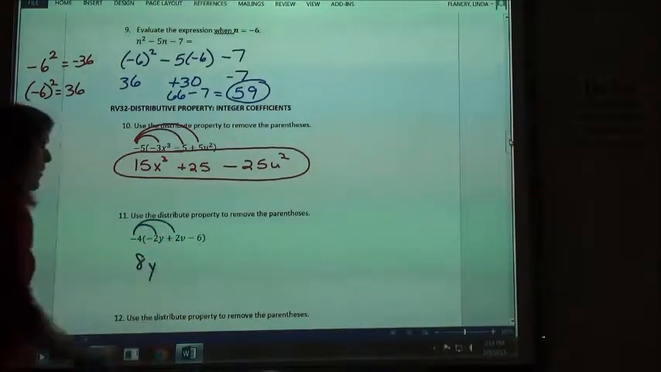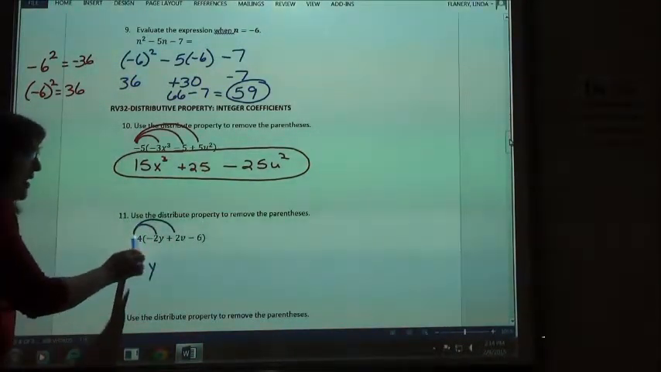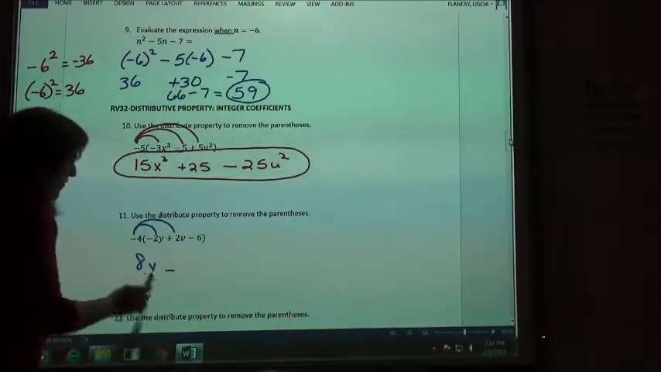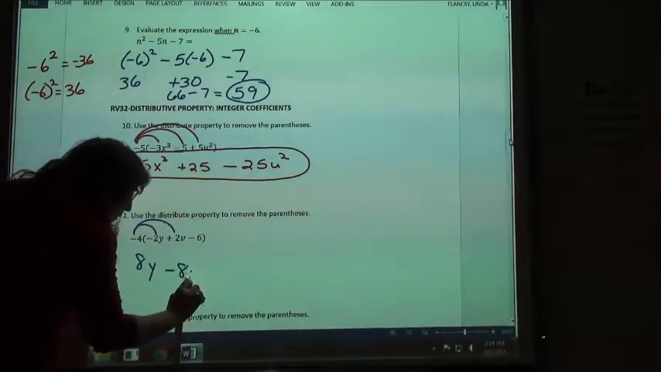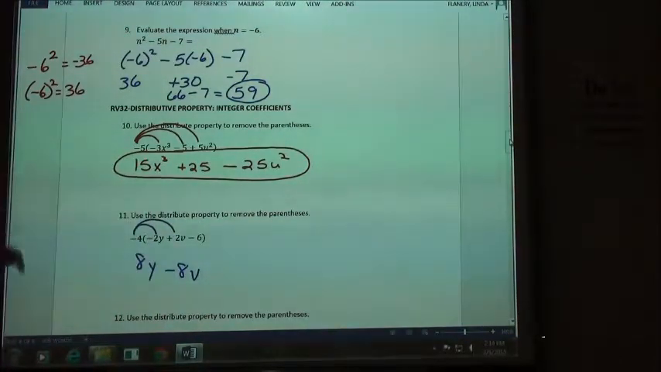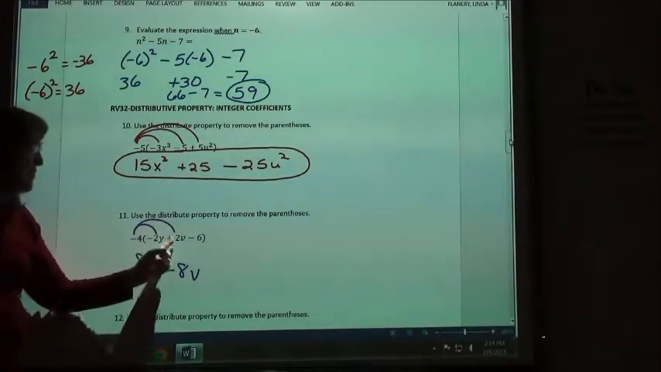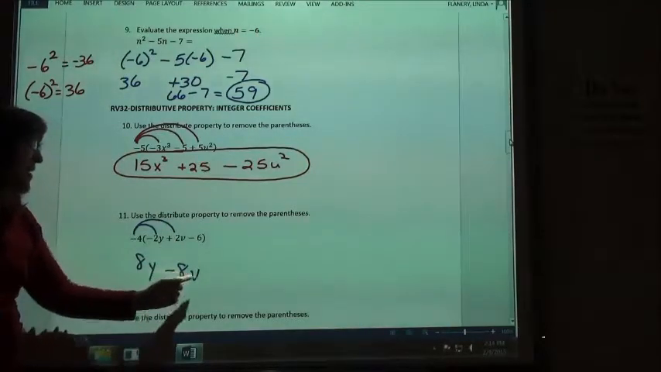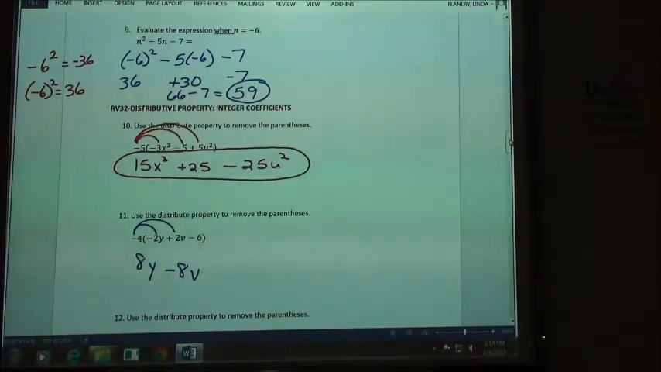Negative 4 times a positive 2v. Negative times a positive is a negative. 4 times 2 is 8. So negative 4 times positive 2 is negative 8, and then the v goes behind there.